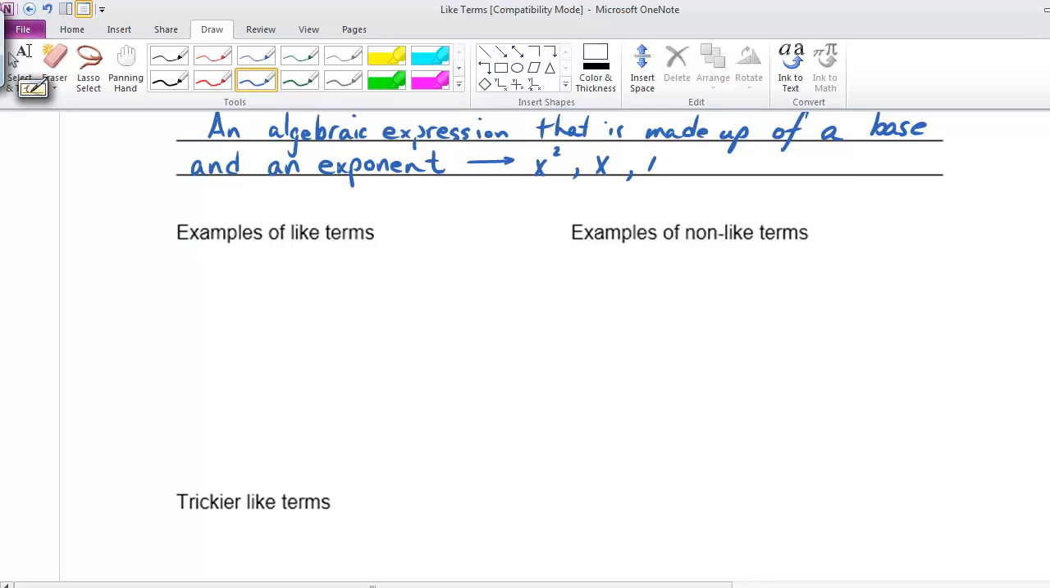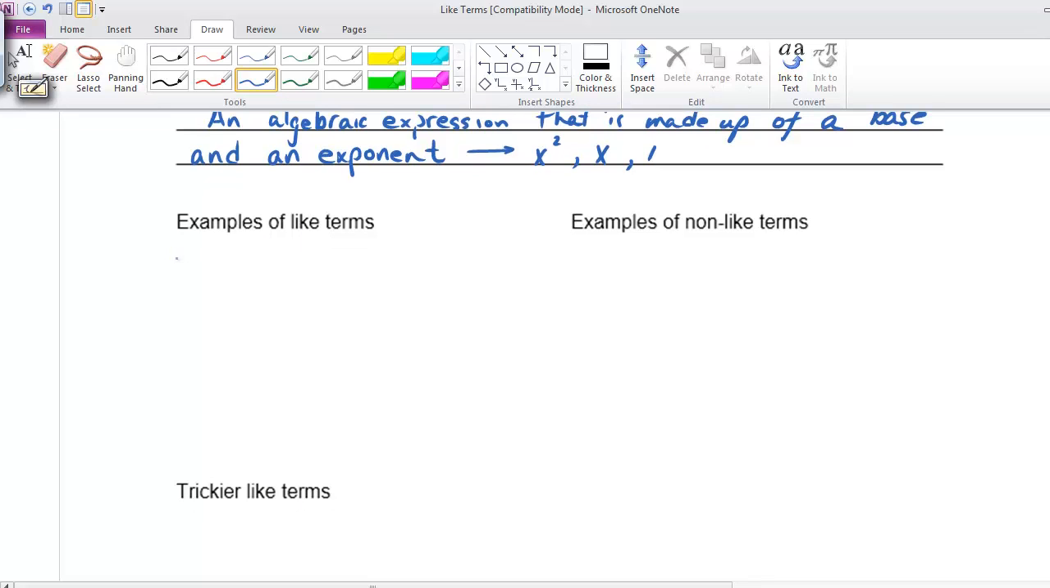So here's some examples of like terms. 3x squared and 7x squared and negative 3 over 2x squared. All of those are like terms. They have the same base raised to the same exponent. And recall that the numbers in front just tell you how many you have. I have 3x squareds. I have 3 of those square tiles if you want to think about it.